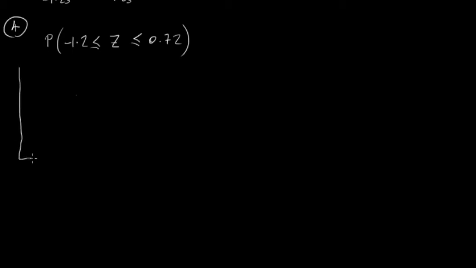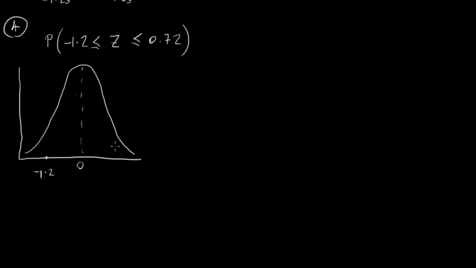Okay, so again we're just going to draw a normal curve here, our standard normal curve rather, and put in our mean again of 0. Now we want to look at the points between minus 1.2, so we'll say that's here, and 0.72, let's say that's here somewhere. So really what we want to do is find the probability of our z values being somewhere in this area here. Okay, so let's see how we're going to work this out.